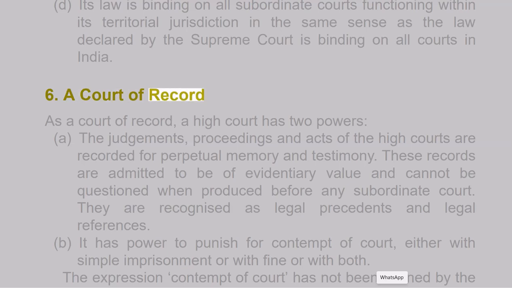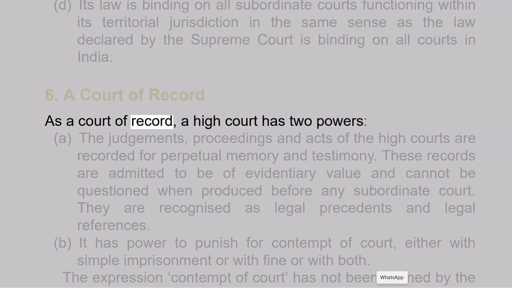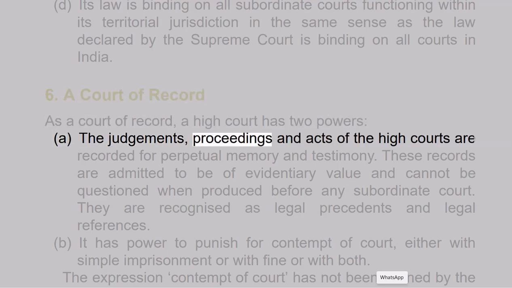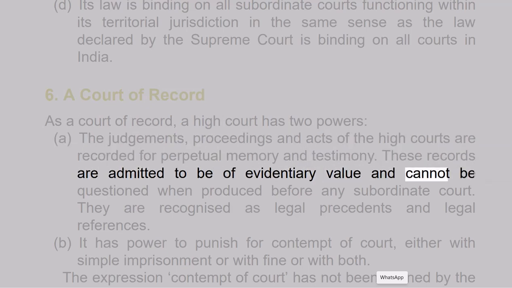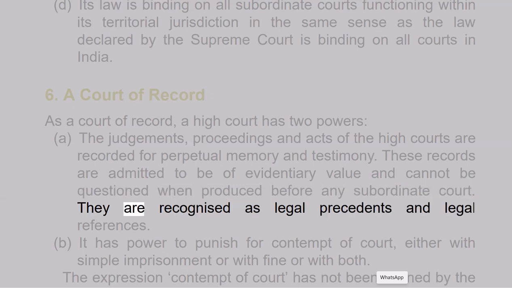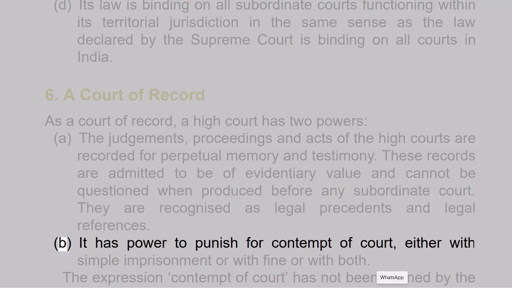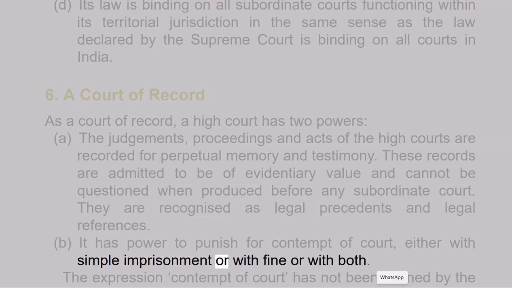6. A court of record. As a court of record, a high court has two powers. A. The judgments, proceedings and acts of the high courts are recorded for perpetual memory and testimony. These records are admitted to be of evidentiary value and cannot be questioned when produced before any subordinate court. They are recognized as legal precedents and legal references. B. It has power to punish for contempt of court, either with simple imprisonment or with fine or with both.